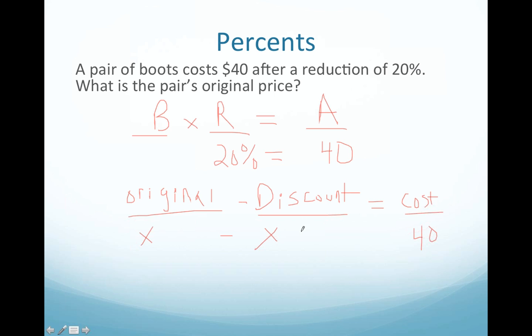X times 0.2, which is 20%. And that's going to equal 40. All right, so from here, I'm going to rewrite this as 1x minus 0.2x equals 40. And then that's going to give me 0.8x.